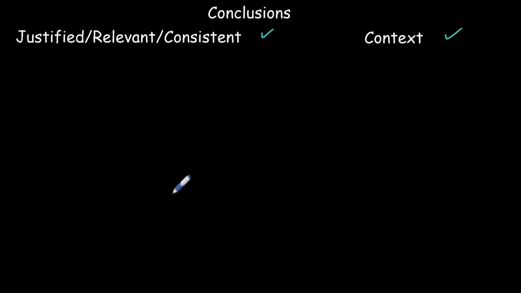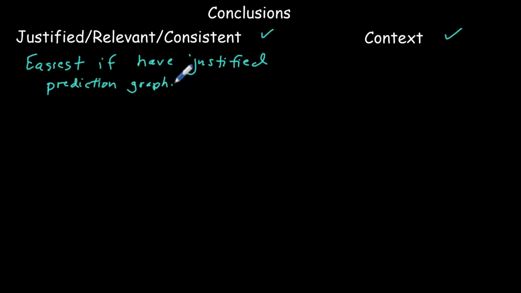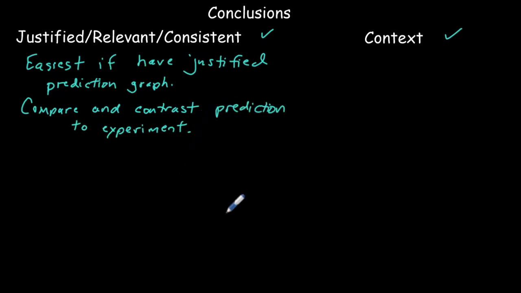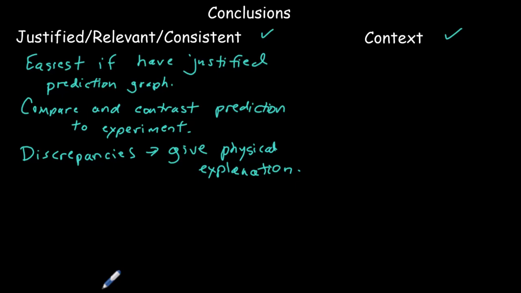And the first thing I have to say to you here is that you're going to do a much better job with your conclusions if earlier in your project you had done a justified prediction graph. Because if you've done that, then your job becomes to compare and contrast your predicted results to your actual experimental results. And when I say compare and contrast, I'm talking about the graphical features. So for instance, does it have the same general shape? Does it have the same y-intercept, the same x-intercept? Does it have the same asymptotes, if there are any? And then where there are discrepancies between the prediction and the experiment, that's where you want to give a physical explanation for why those discrepancies are occurring. And they might be occurring because of a poor theoretical assumption, or it might be because something has gone astray in your method.